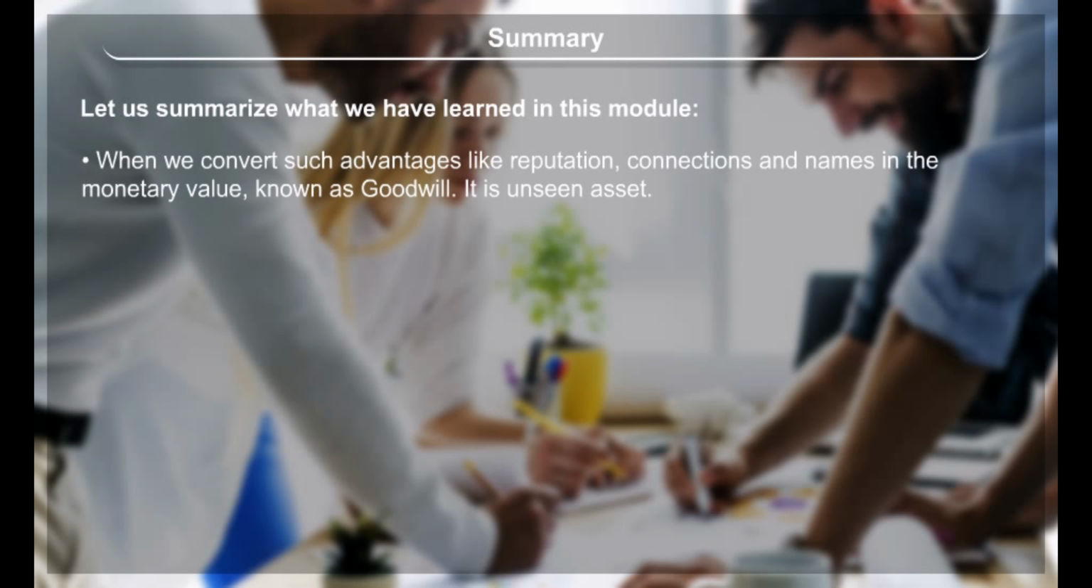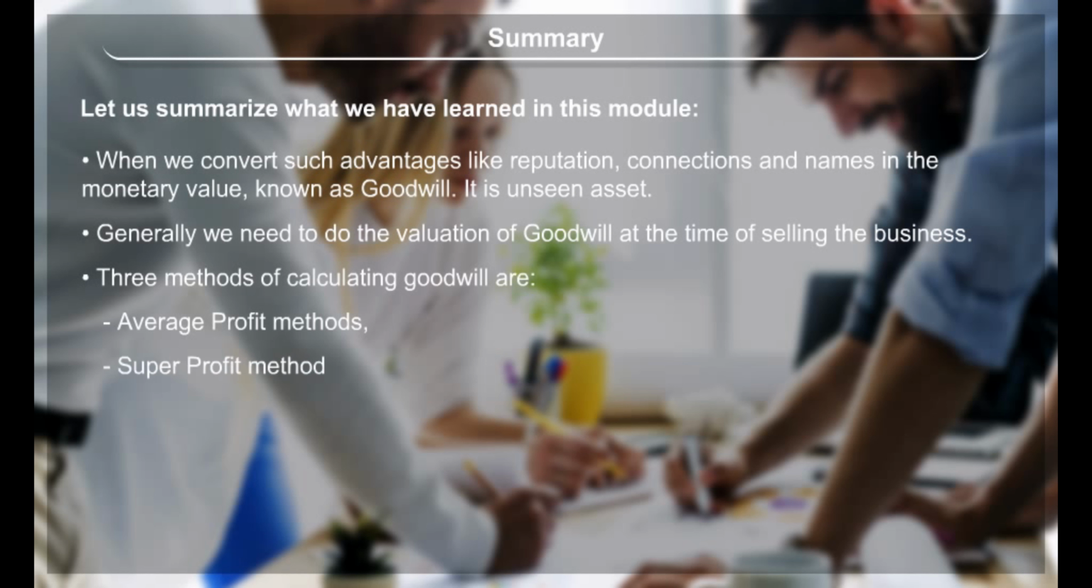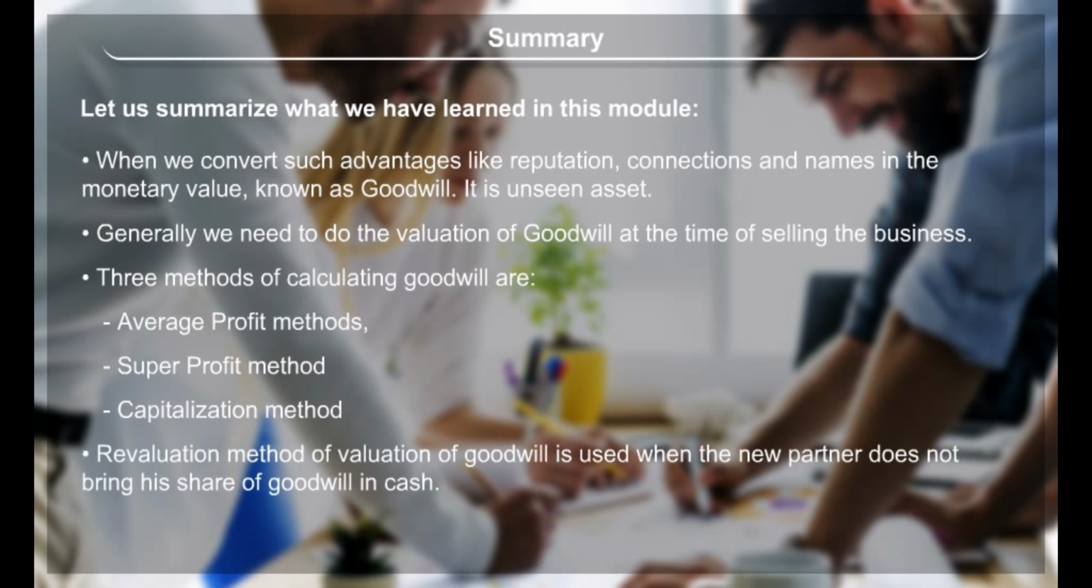When we convert such advantages like reputation, connections, and name into monetary value, it is known as goodwill, an unseen asset. Generally, we need to do the valuation of goodwill at the time of selling the business. Three methods of calculating goodwill are: average profit method, super profit method, and capitalization method. The revaluation method of valuation of goodwill is used when the new partner does not bring his share of goodwill in cash.